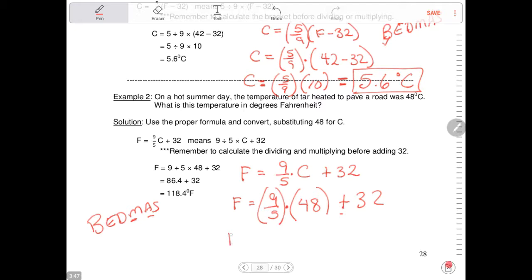You see, what you just get when you multiply these two together, I got 86.4. Well, what's left over? We have a plus 32. All you have to do now is add those two values together, and you're going to get 118.4 degrees Fahrenheit. Not too many tricks going on here. The formula is not going to change. You just have to know how to properly calculate the values.